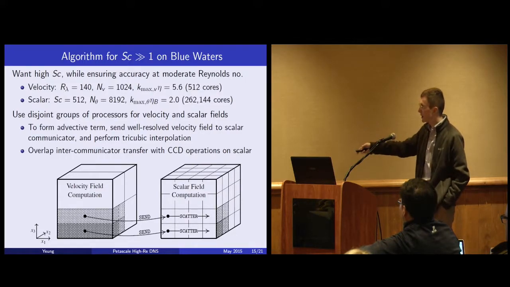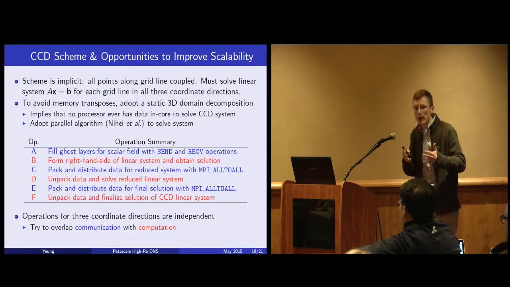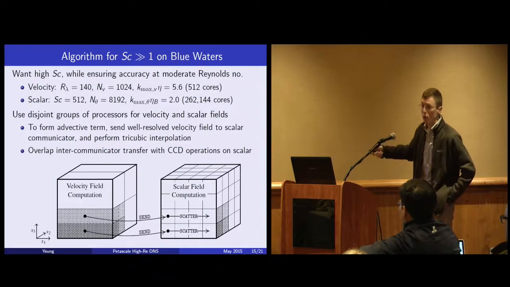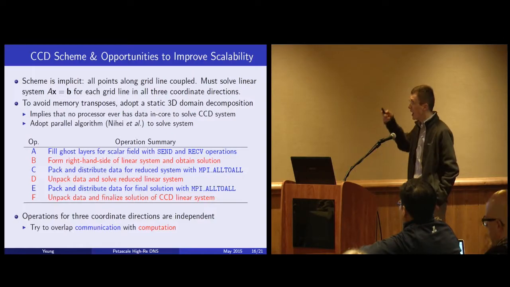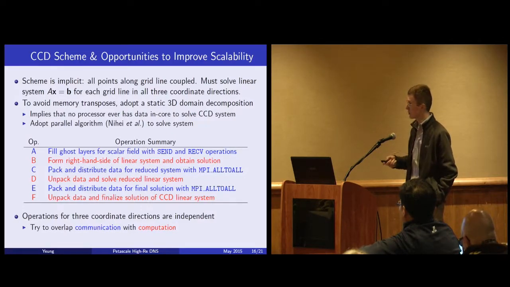The main reason why is that a compact finite difference scheme for the derivatives will couple all grid points along a given grid line. So there is a linear system that needs to be solved for all grid points on a grid line. So how do you do that if you're partitioning the grid line across multiple processors? So we have to adopt a parallel algorithm to solve the compact finite difference linear system.